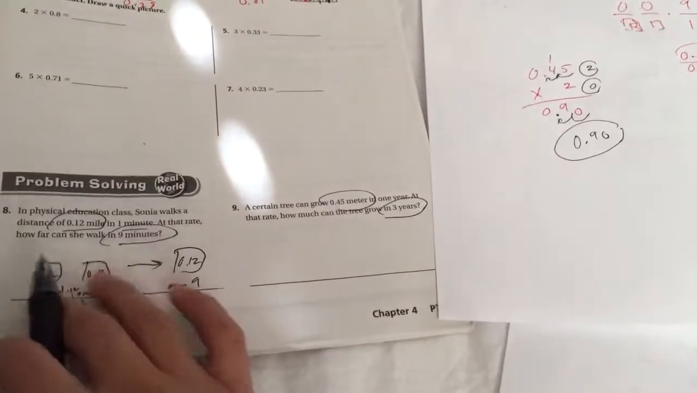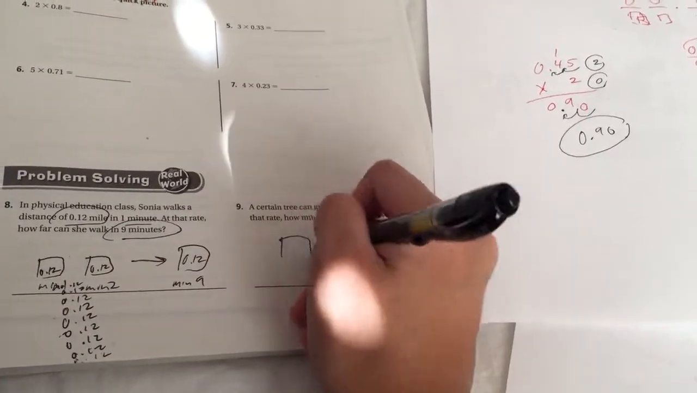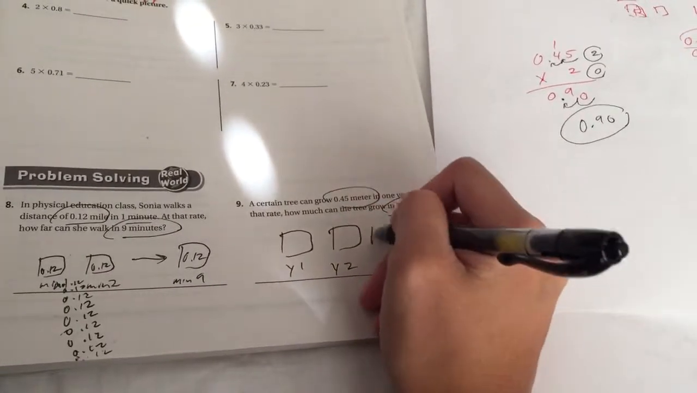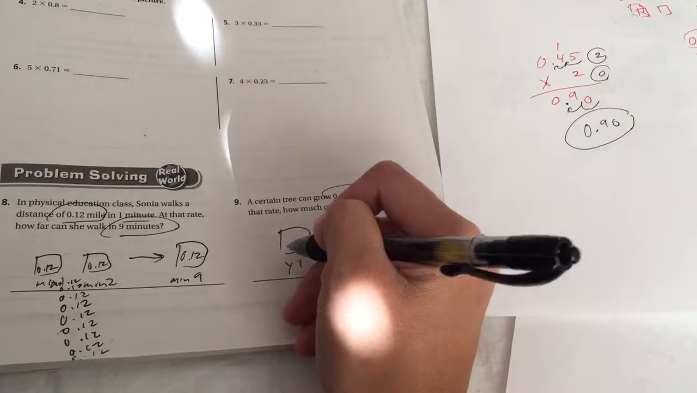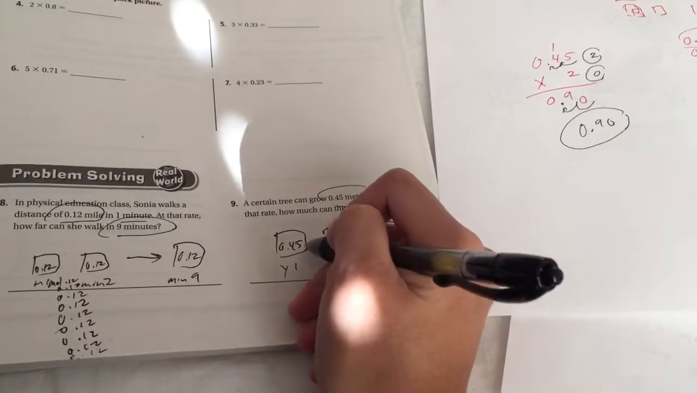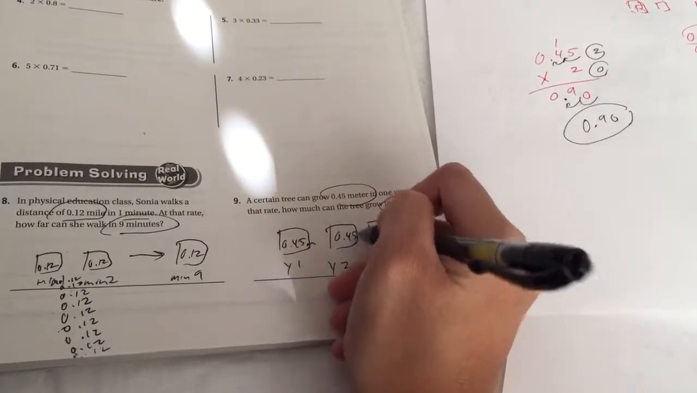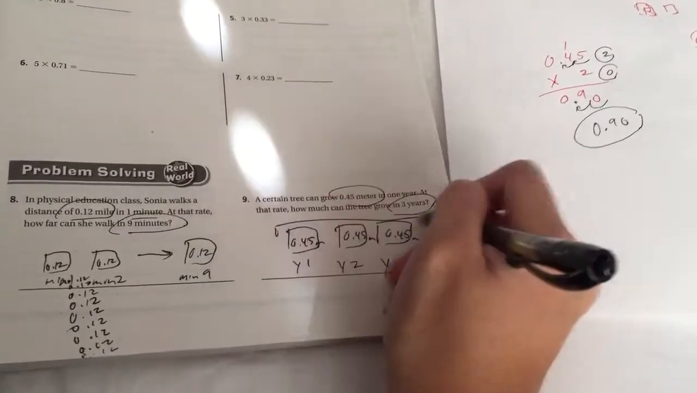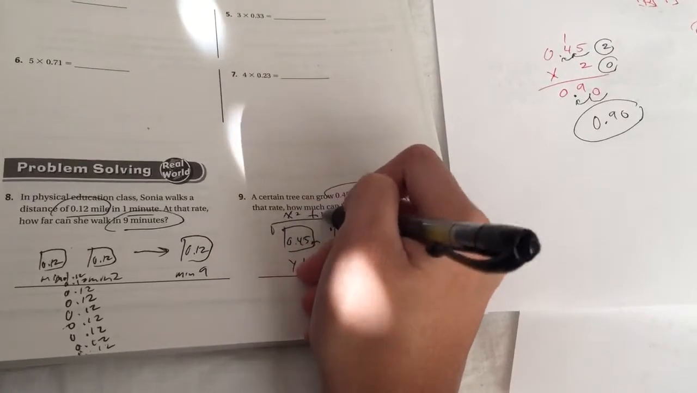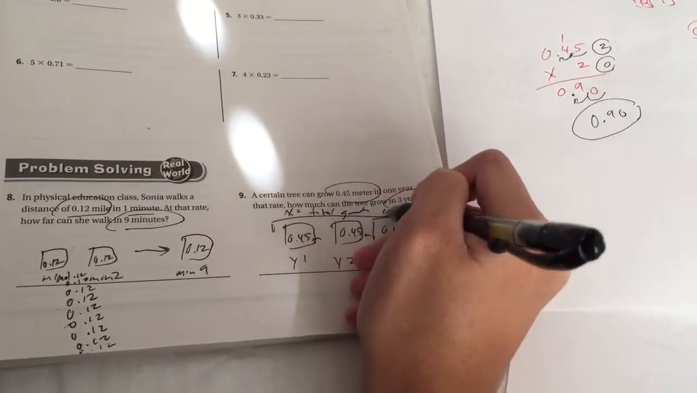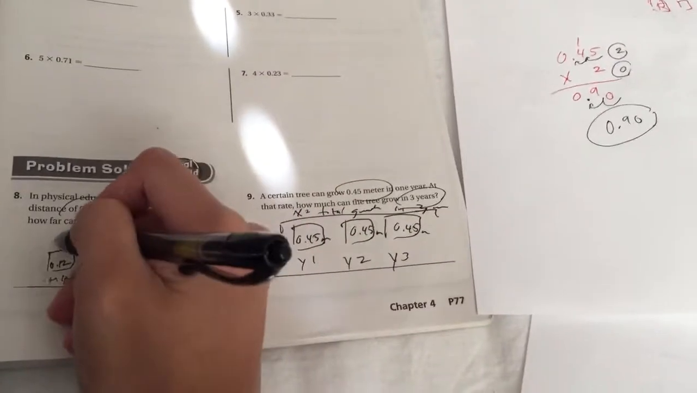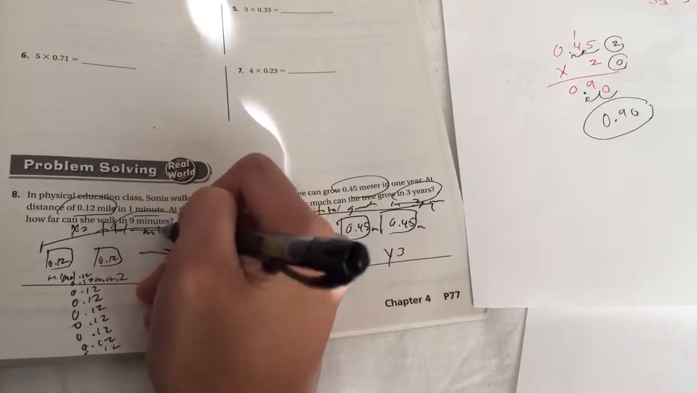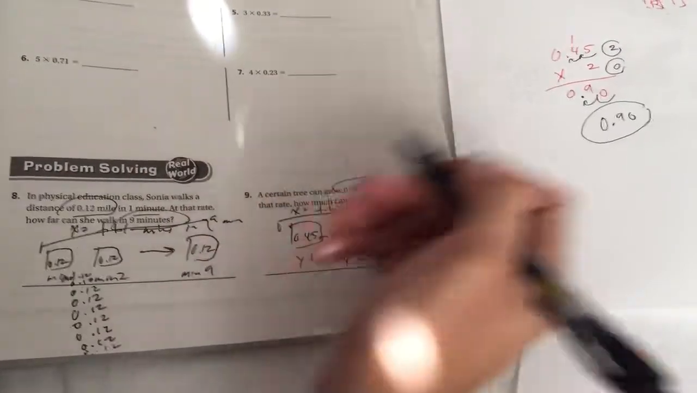This is very similar to the one before it. So here's a tree growing. Here's year 1. Here's year 2. And it's growing for 3 years. Each year it grows 0.45 hundredths of a meter. And your total is going to be the total growth in 3 years. Just like here, your total is going to be the total miles in 9 minutes.